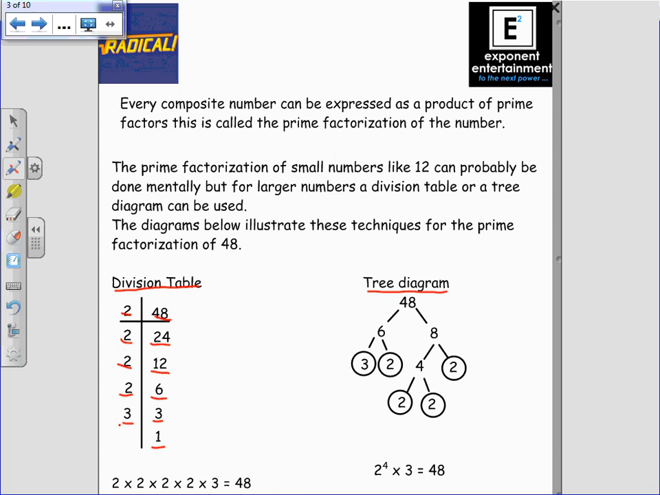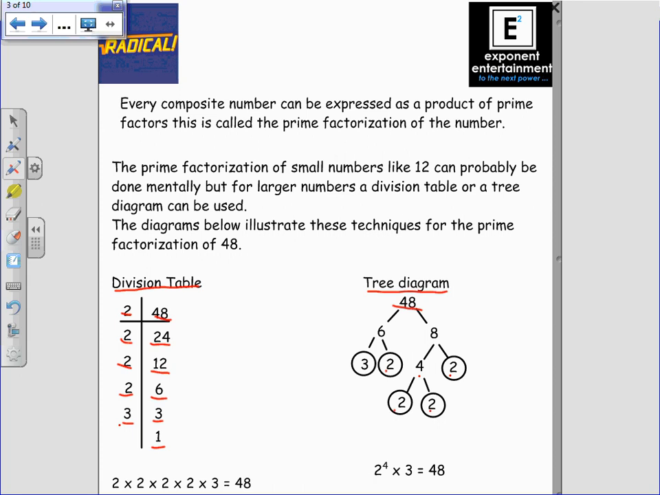The tree diagram is the same thing, you're just breaking it up in a different way. So you take 48 and you break it up into two things. 6 and 8, they multiply to be 48, right? 6 then can be broken into 3 and 2. 8 can be broken into 4 and 2. 4 can be broken down further, so we keep going. 4 can be broken up into 2 and 2. And it gives you the same answer: 3 times 2 times 2 times 2 times 2.